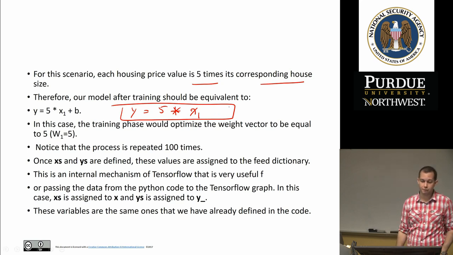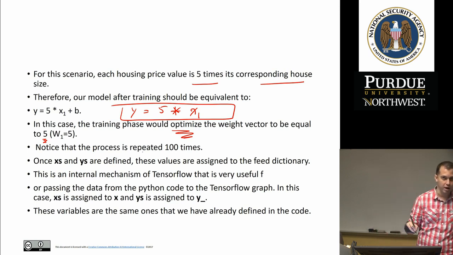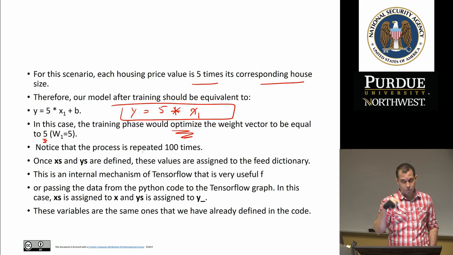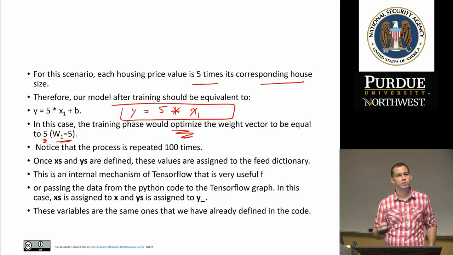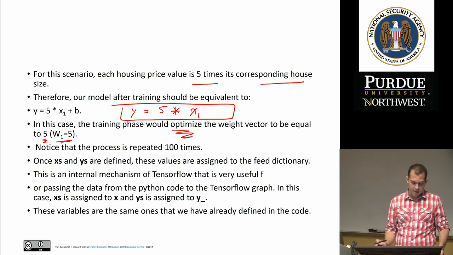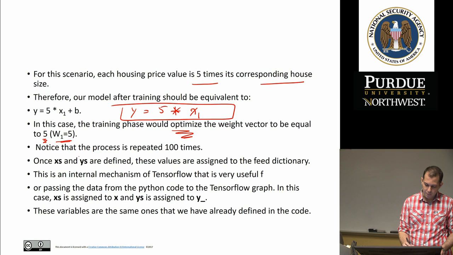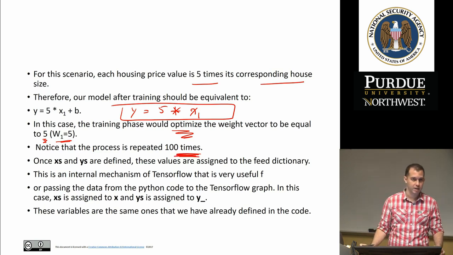In this case, the training phase would optimize the weight vector to be equal to 5. So remember, we didn't actually give a W and assign it to 5. Instead, we gave it training data, which had the X data and the Y data, and the model learned this. We saw that it actually did learn this because it gave us the expected value. In the for loop, the process is repeated 100 times, which is basically saying that we trained it, we gave it 100 samples, and it was able to see the pattern.